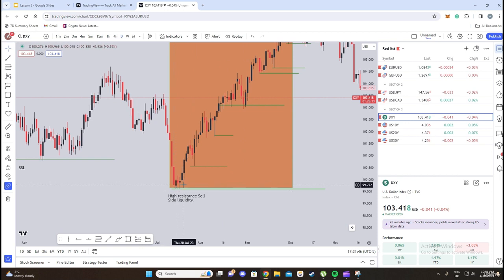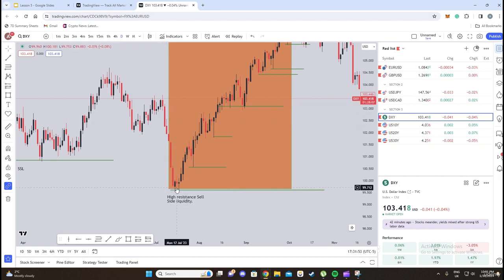So we can expect price to trade higher onto where? Until this area first. So price did exactly that. Price went up, retraced down, filled this gap, traded higher, taking out this high. And what's so special about this high is that this high is our low resistance buy side liquidity.